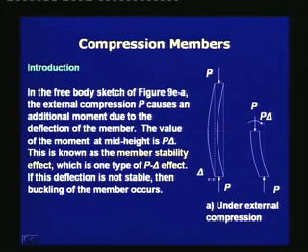Thus, in the free body sketch of figure 9EA, the external compression P causes an additional moment due to the deflection of the member. The value of the moment at mid height is P delta. This is known as the member stability effect, which is one type of P delta effect. If this deflection is not stable, then buckling of the member occurs. Thus, the external compression can cause buckling of a member depending upon the slenderness ratio.